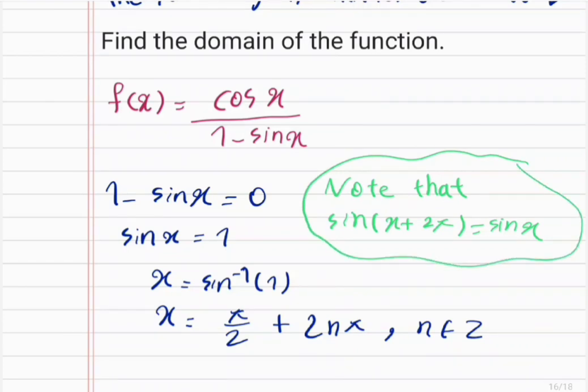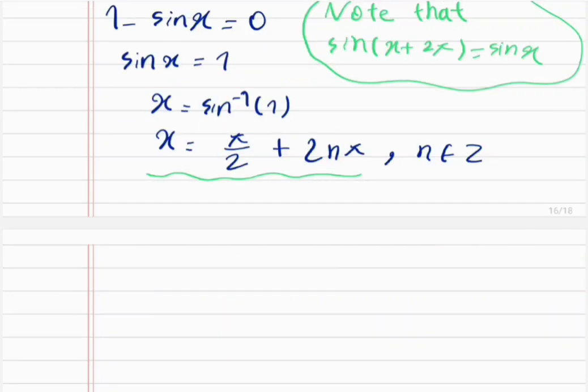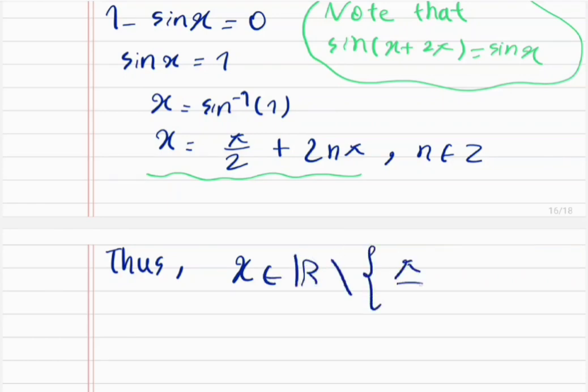And finally, we now need to write down the final answer, because remember, we need to write down the domain. These values that we have now are the values that can make the denominator 0. So we need to exclude them from the set of real numbers. Thus, the domain of f of x is all the x values in the set of real numbers except pi over 2 plus 2 n pi, where n is in Z.